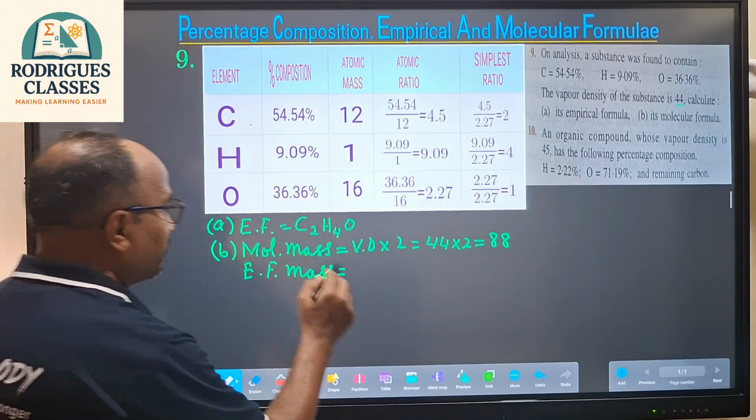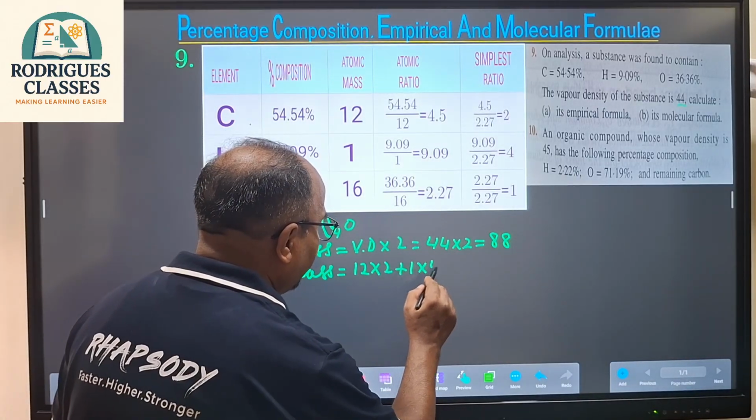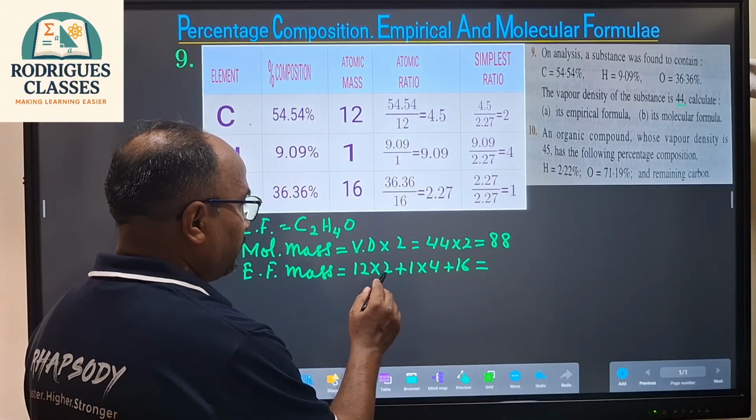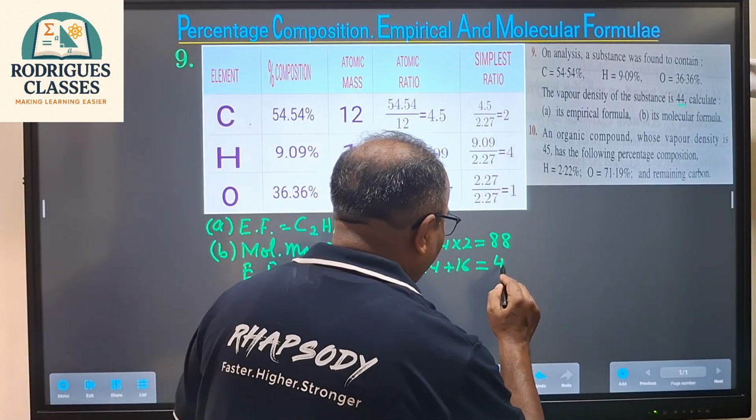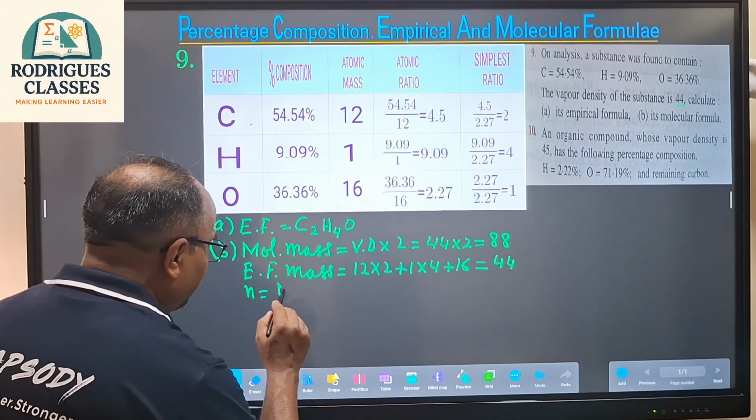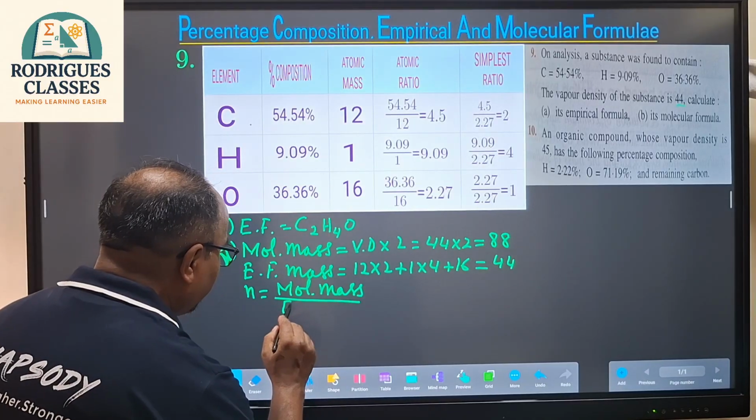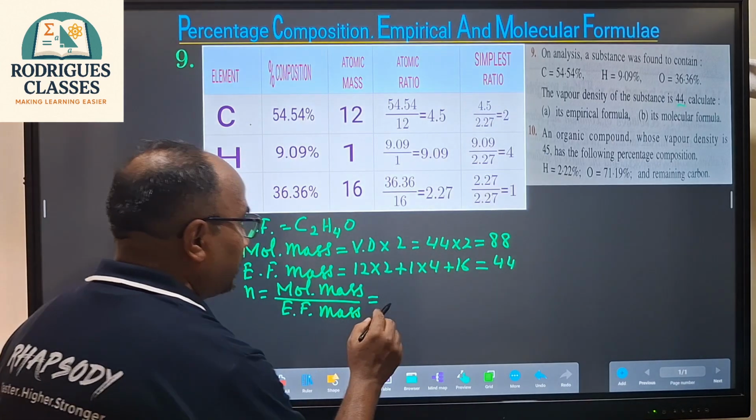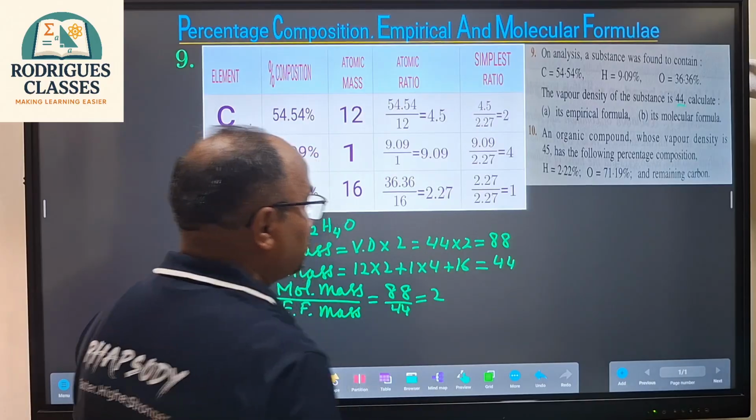So this I will get from here. Carbon is 12 into 2 plus hydrogen is 1 into 4 plus oxygen is 16. So from here 24 and 16 makes it 40 and 4 makes it 44. So now we will find the value of n, which is molecular mass by empirical formula mass. So that will give us 88 by 44, that is equal to 2.